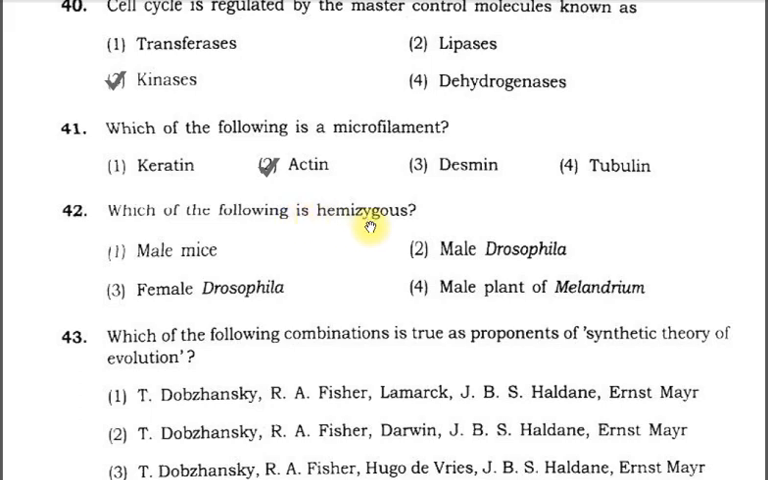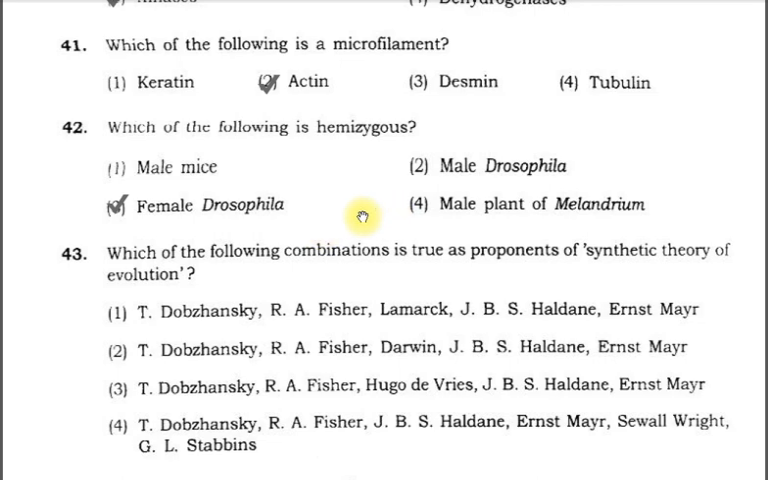The question should be which of the following is not hemizygous. So there should be a word added here, not hemizygous. Then the answer could be option number 3, female Drosophila. So there could be an objection to this question. The question is incorrect.